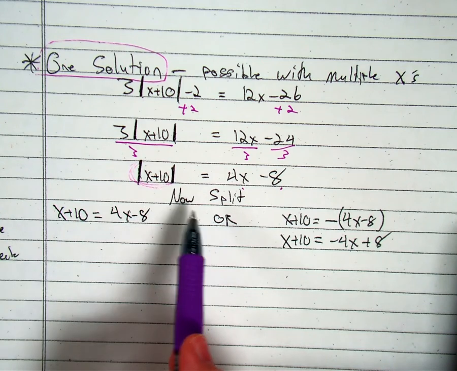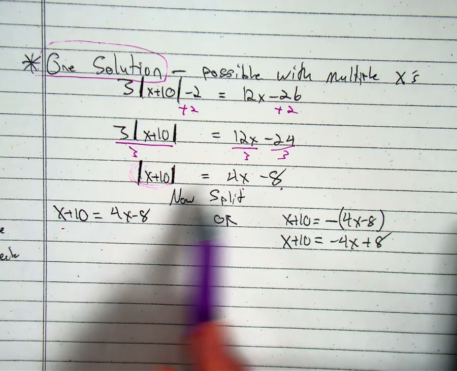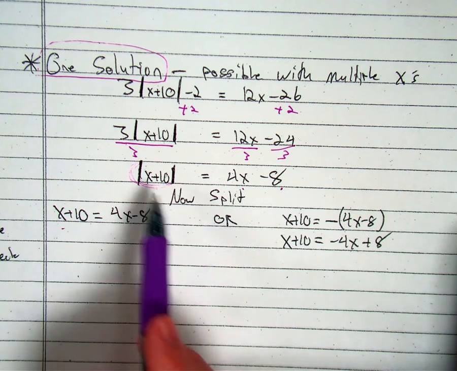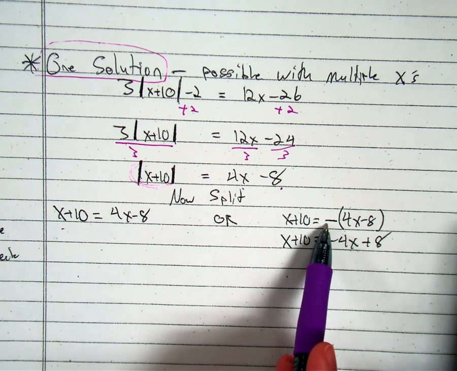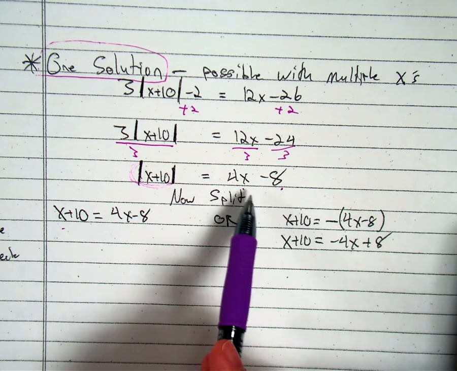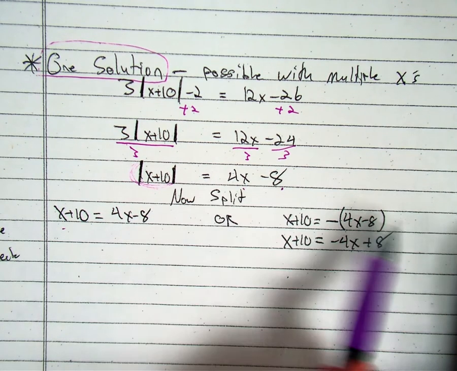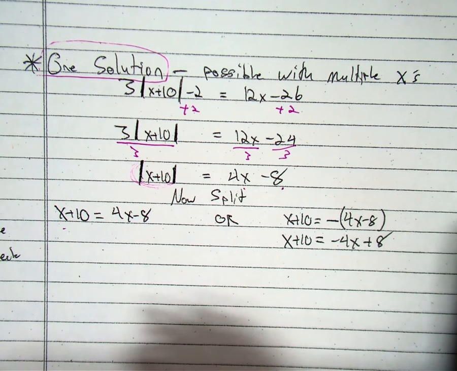Now we need to split. Whatever's in here is equal to this: x plus 10 is equal to 4x minus 8. Or whatever's in here, x plus 10, equals the opposite of this, the negative of that whole thing, parentheses 4x minus 8. Or if you want to think of it as the opposite, change the sign of everything over here, because it ends up being negative 4x plus 8.